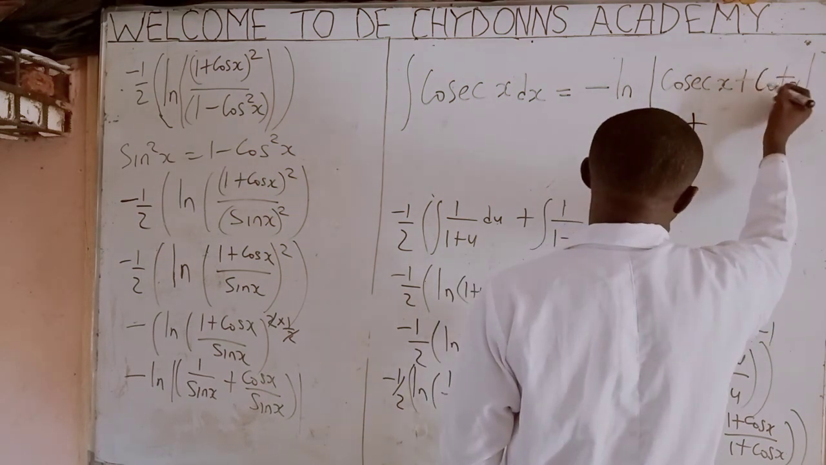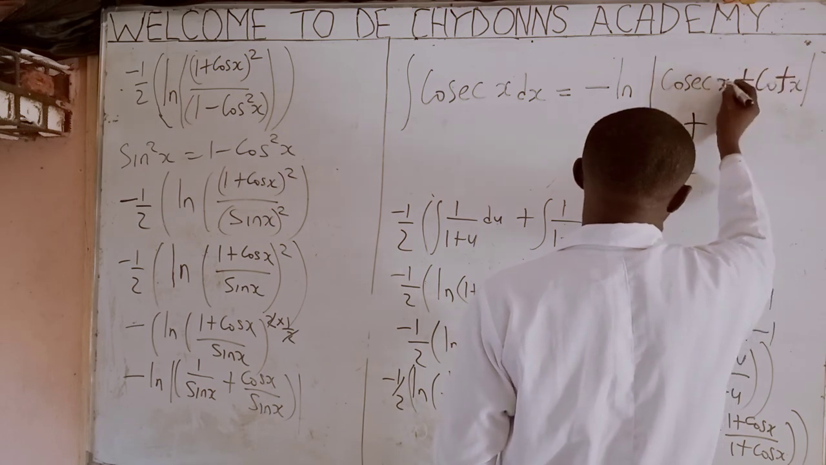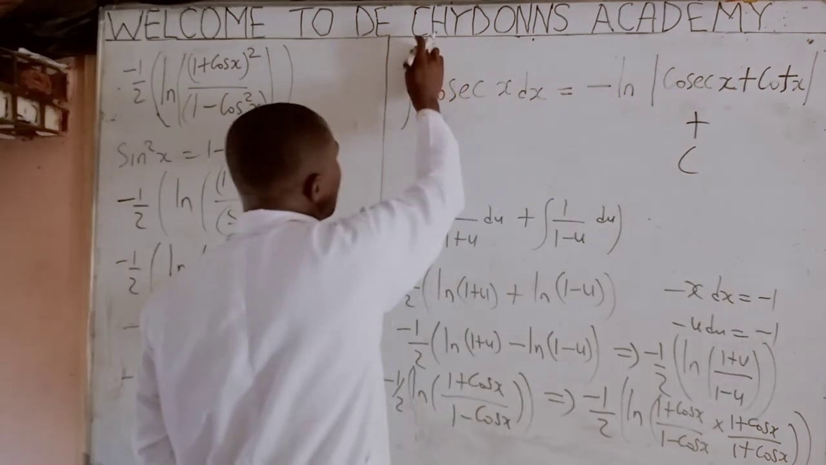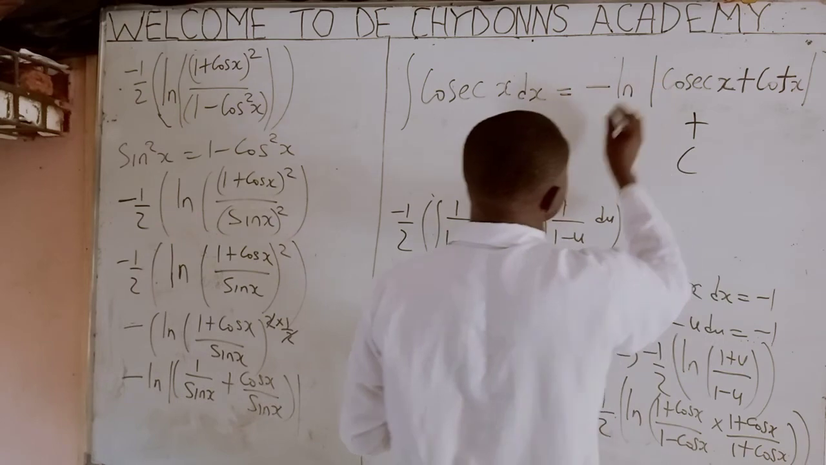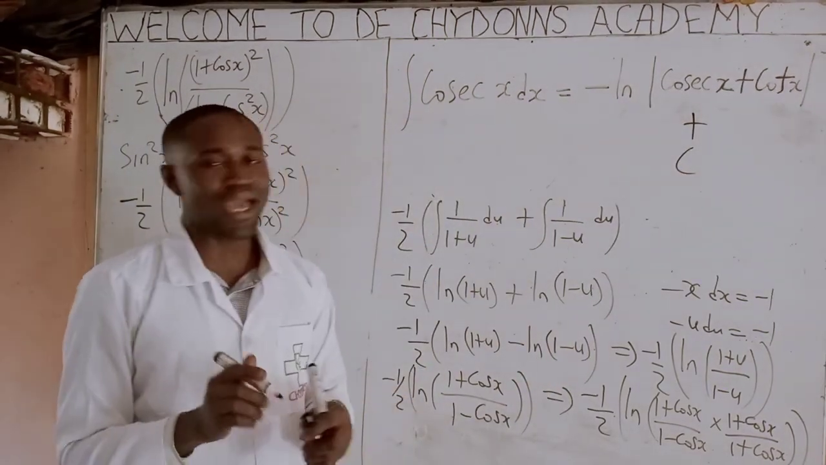Why are we writing plus c? That is because it does not have upper and lower limit. So this is your answer to the integration of cosec x dx.